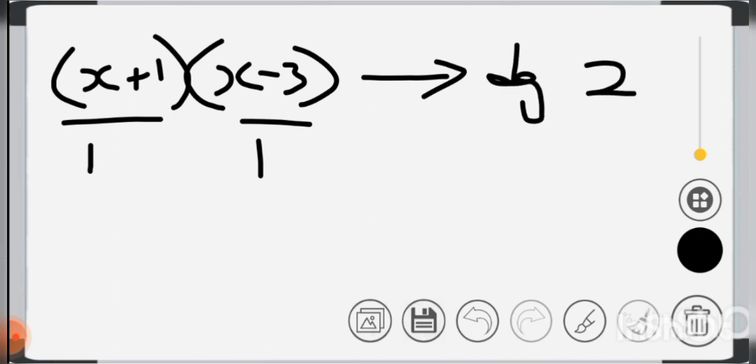Or you open the bracket. If you open the bracket, you still have x squared at the end of the day. So please take care of that. It's very, very important. But this is just a shortcut.